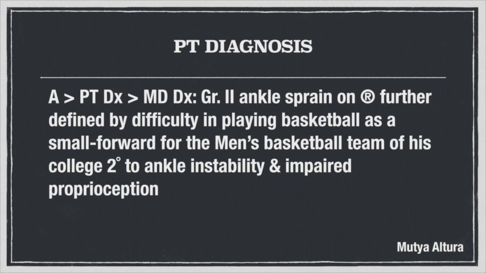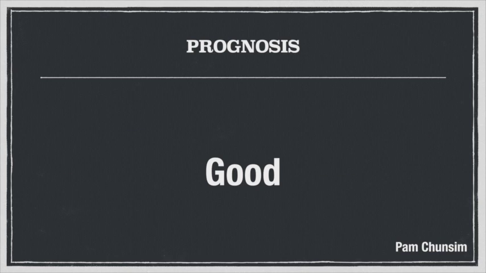PT diagnosis. Medical diagnosis of grade 2 ankle sprain on right, further defined by difficulty in playing basketball as a small forward for the men's basketball team of his college, secondary to ankle instability and impaired proprioception. The prognosis for the patient is good. This is because the patient's impairments like the limitation of motion, muscle tightness, muscle weakness, deficit in proprioception, and functional limitations are mostly manageable by physical therapy management.